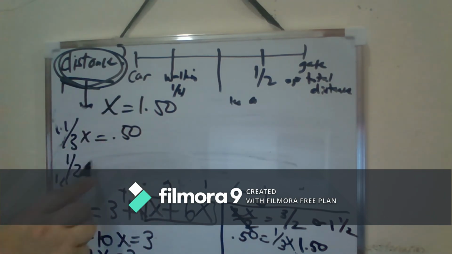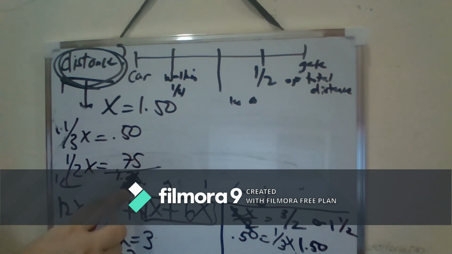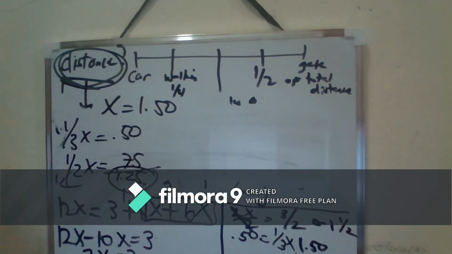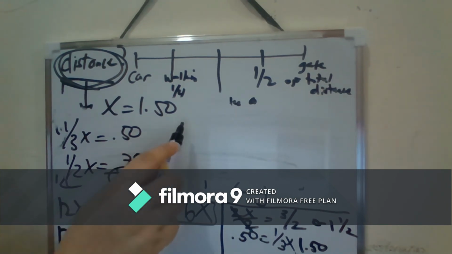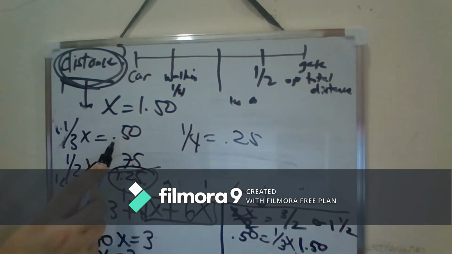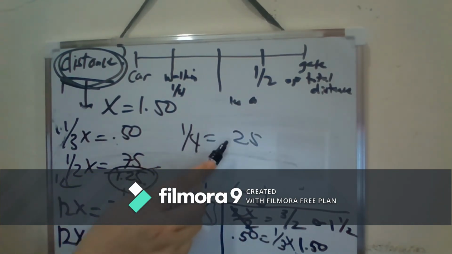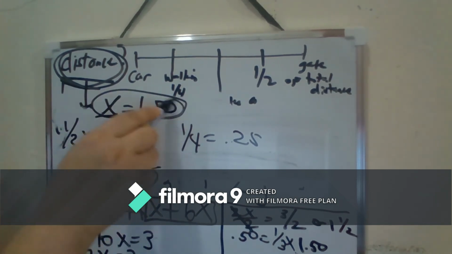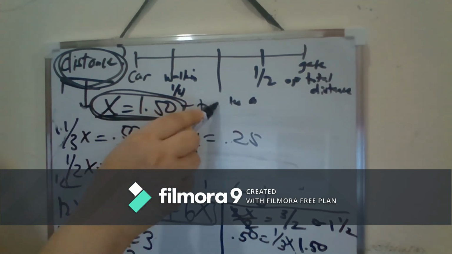Then, 1 half nung x, okay? So, kalahati niyan ay 0.75. So, 0.50 plus 0.75 ay 1.25. Ngayon, ang sabi dito, yung nilalakad nila ay 1/4 lang, hindi naman x. So, ano ba yung quarter ng 1? Di ba 0.25? Tama ba? Okay, so kung i-add mo yan, 0.5 plus 0.75 plus 0.25, it's 1.5. So, that is our total distance.